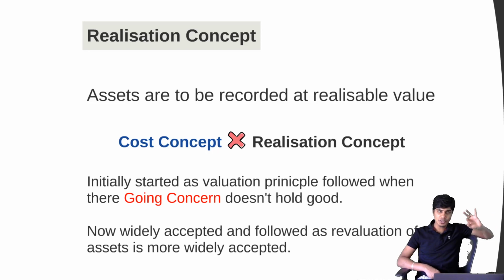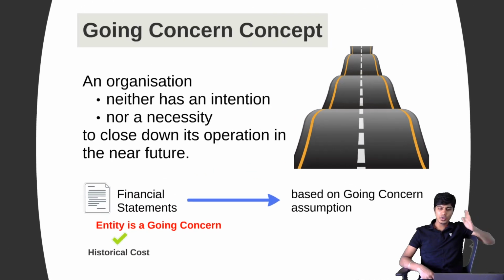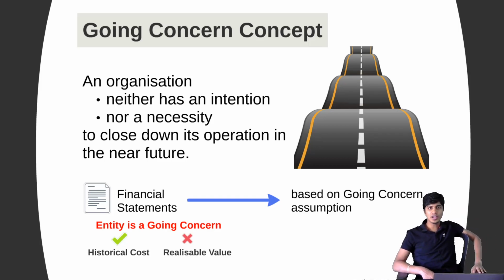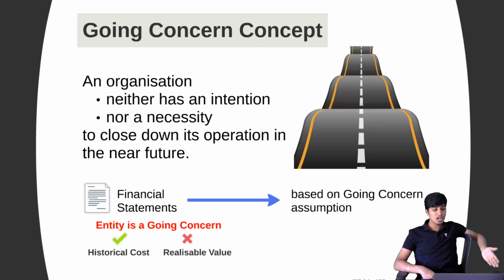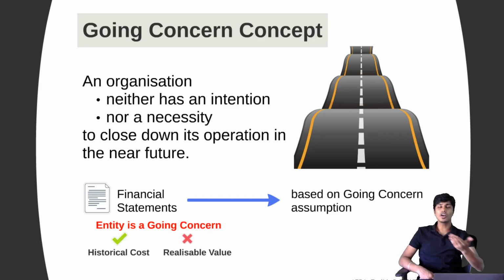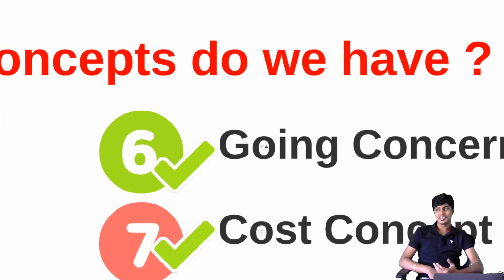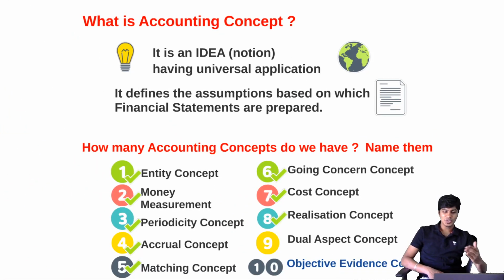Initially it started as a valuation principle to be followed when the organization is no more a going concern. However, in modern days, when the revaluation concept is widely accepted, a lot of items are recorded at realizable value to go ahead with the revaluation principle. This is something that you guys should know. If the going concern is not there, then you must record it at realizable value and there is no substitute. However, in modern times, even in several other scenarios when the organization is still a going concern, they will record at realizable value, giving the reason as revaluation of assets to state them at the present value. Got it? So the realization concept is done.